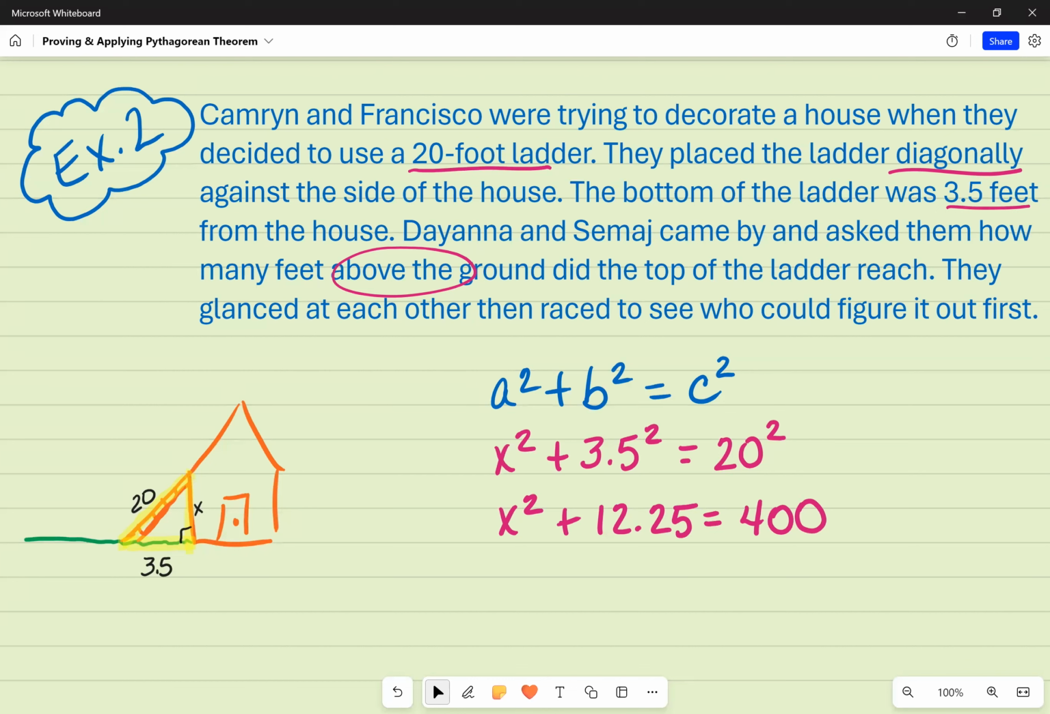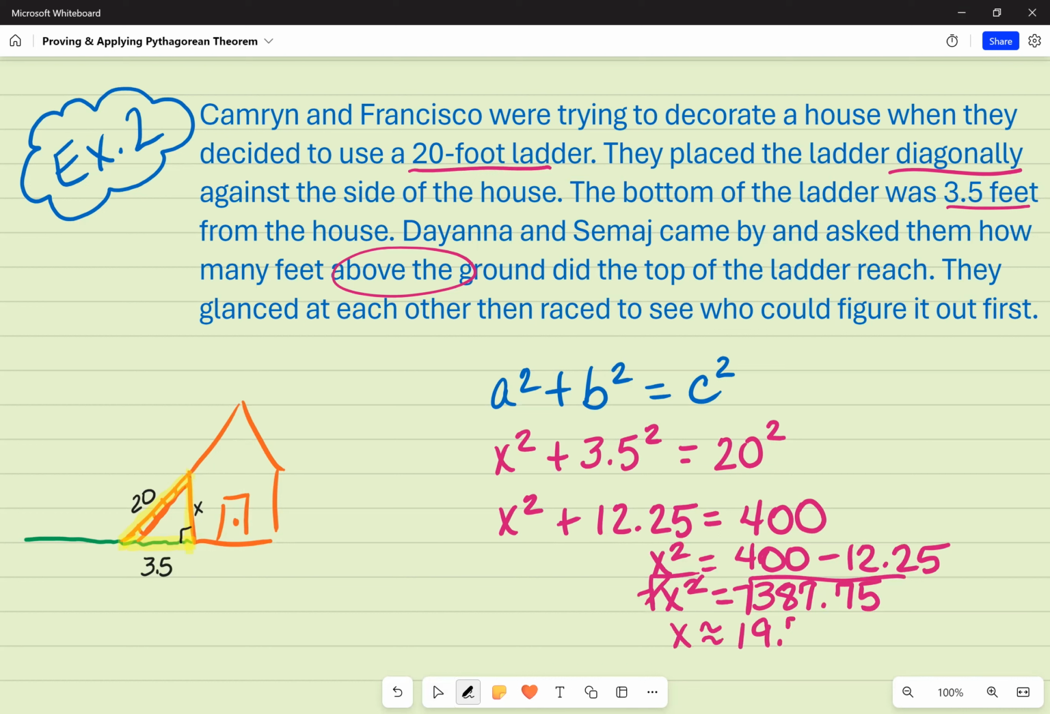At this point, I want to subtract 12.25 on both sides, so I'm left with x squared is equal to 400 minus 12.25. Once I simplify that, 400 minus 12.25 is 387.75. However, I need to get rid of the square, so I take the square root of both sides, and x is approximately 19.7. I want to go to the tenths because I look at my other leg and see that it was to the tenths as well, so that will make more sense.